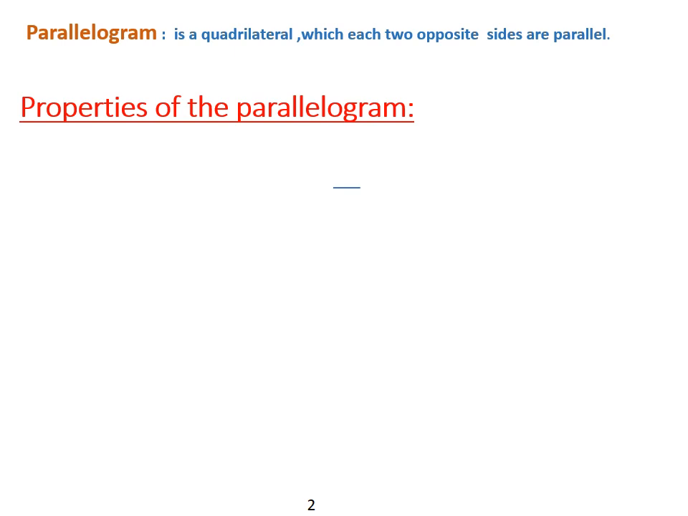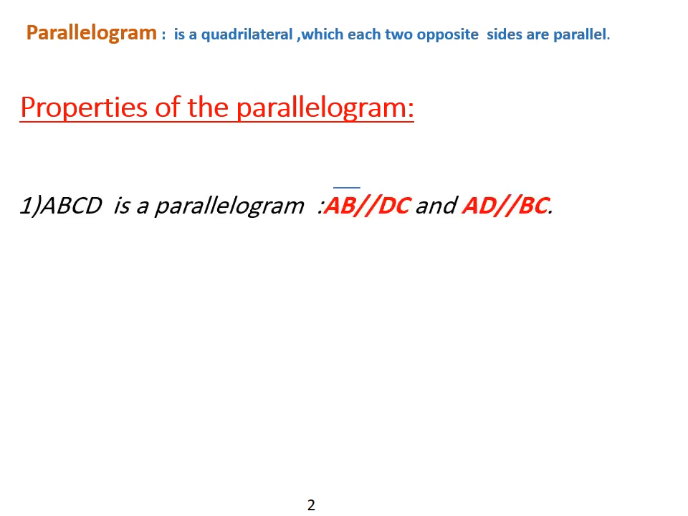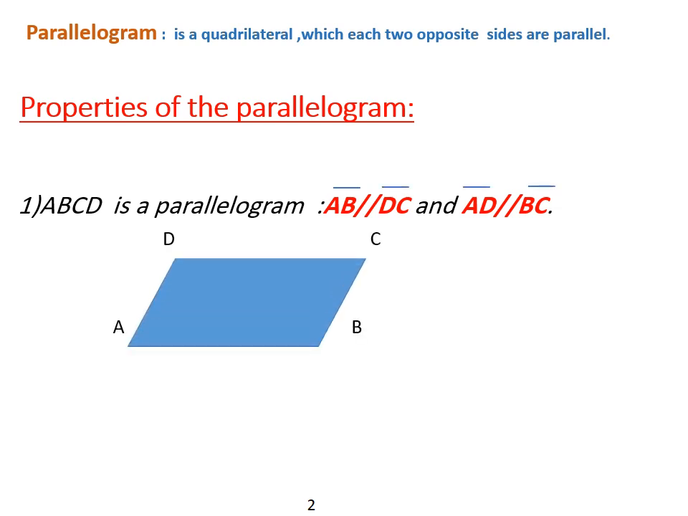Today we will have Unit 3, Lesson 2, Follow the Parallelogram. The definition of a parallelogram: a parallelogram is a quadrilateral in which each two opposite sides are parallel. Its property: ABCD is a parallelogram, so AB is parallel to DC and AD is parallel to BC.